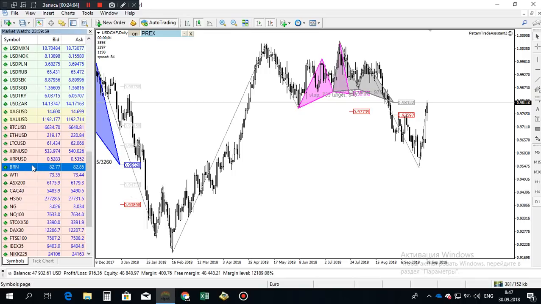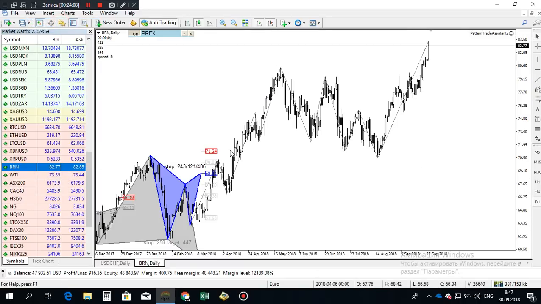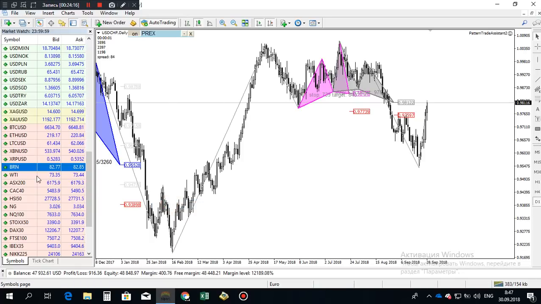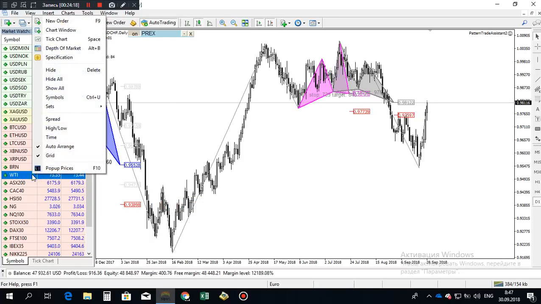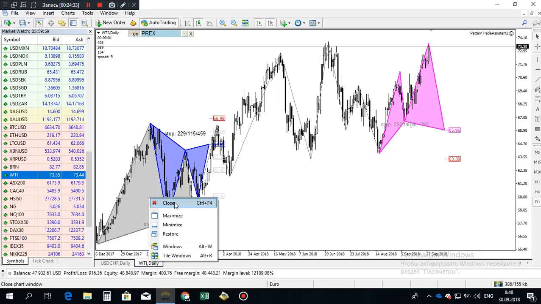Let's go to check oil. So Brent oil, nothing is there on daily. Then go to WTI crude oil. Potential cipher pattern, very far from completion. If price goes here to hit this 65.96, then we have a high probability bounce. Right now it is almost nothing.